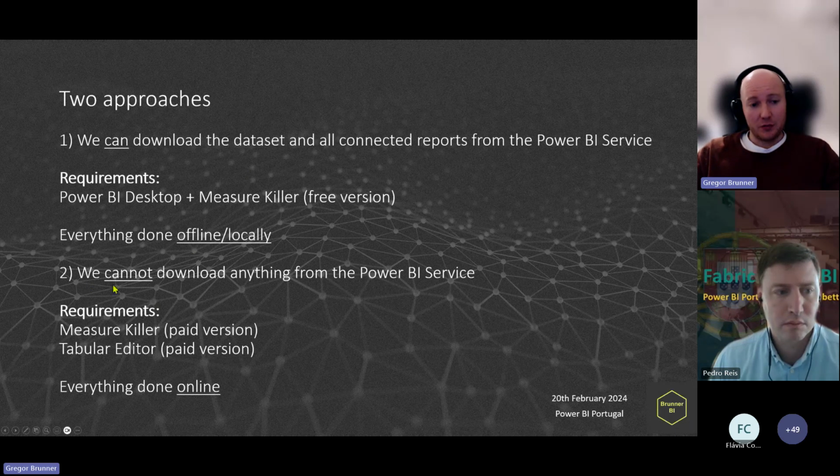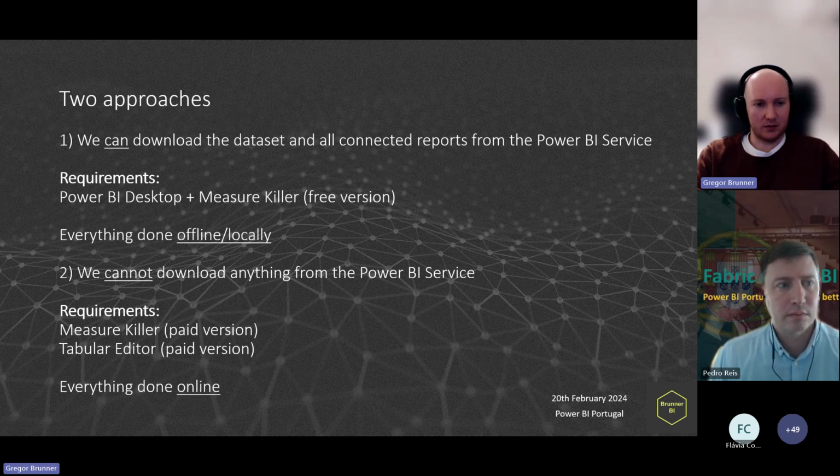The second approach is if we cannot download everything, and also maybe if we cannot find all the reports that are connected to the dataset, then we need the paid version of Measure Killer and we need Tabular Editor 3. And there we don't have to use Power BI Desktop at all. We can just run the analysis in those external tools and even do the optimization there. And we can do everything basically online without ever using Power BI Desktop or without having any files locally. Everything can stay in the service. If we have, I don't know, incremental refresh or something, that's basically possible as well.